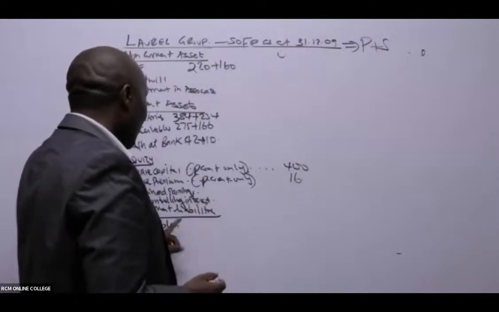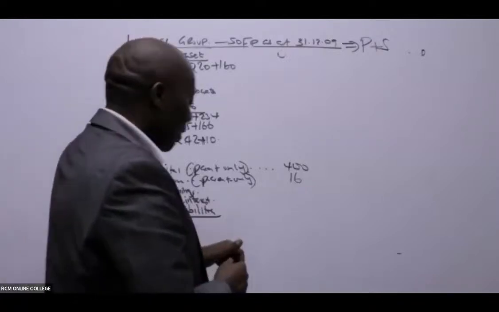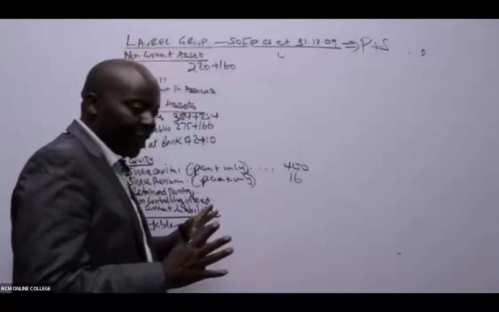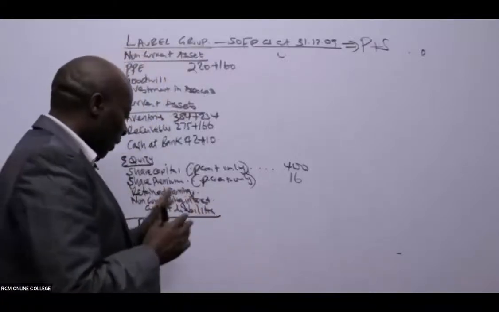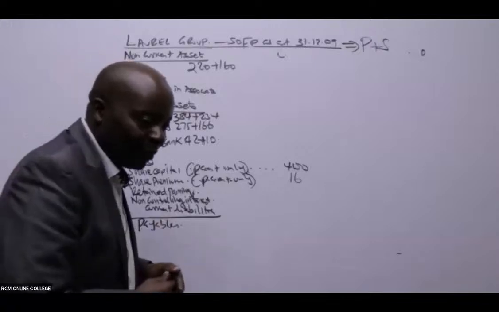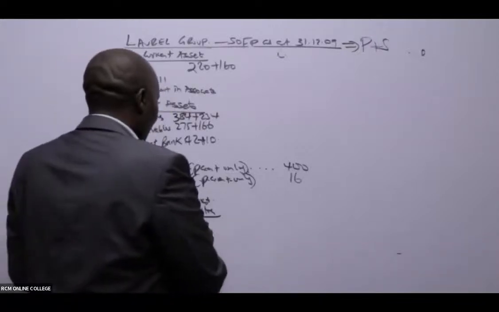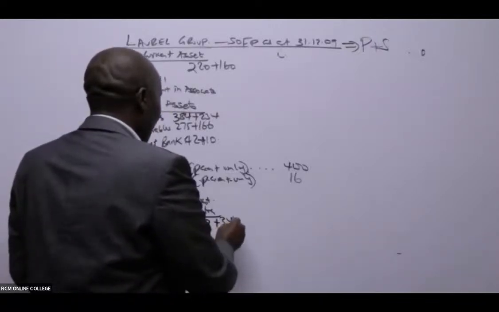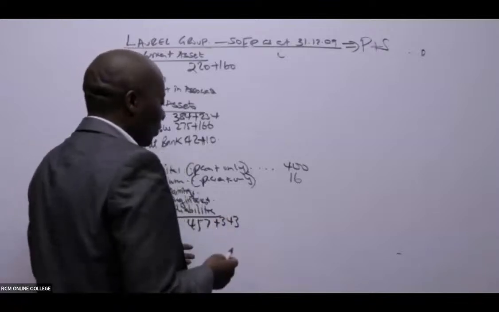Payables, I can see something here. Are you able to see the payables figures I take? Give me what to take here. Parent plus subsidiary: 457 plus 343.